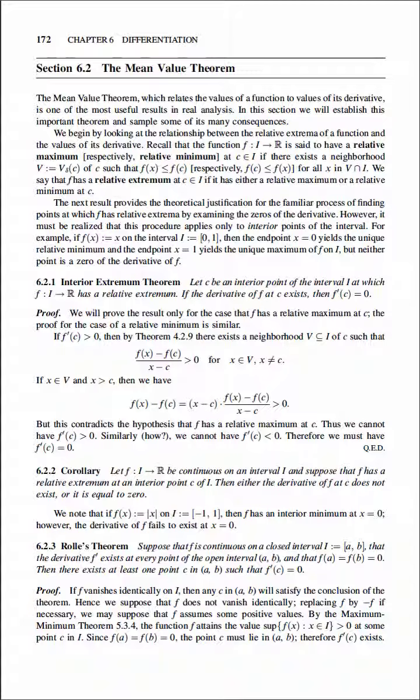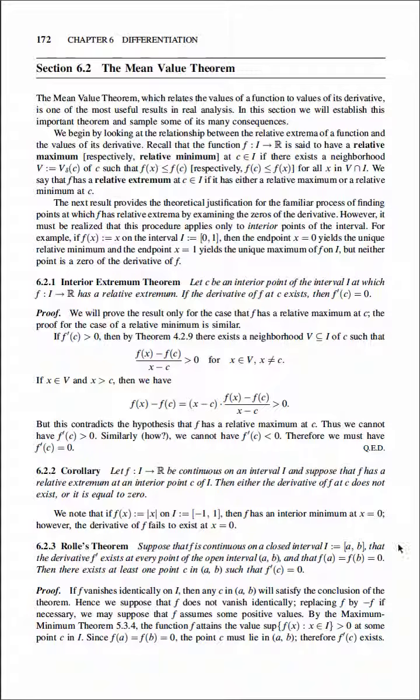In Calc 1, you might have known this as Fermat's little theorem. It says that the derivative at a relative extremum has to be 0 if the derivative exists. This is the idea of critical points from Calc 1. The places to look for local extrema are places where the derivative is 0 or doesn't exist. Which is stated here in this corollary, 6.2.2.